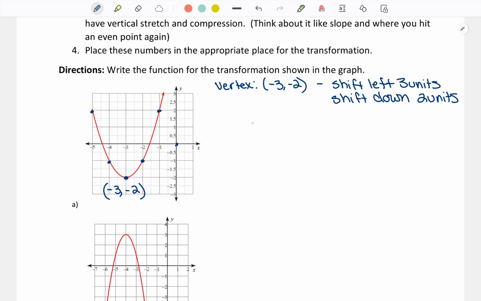So we are going to put this in our parent function. So we'll have f of x. Actually, we'll change that to g of x since we transformed. And so we're putting all of these on the parent function. So we don't have any vertical stretch or shrink. And so then we're going to the left 3 units. So that's going to be x plus 3, and it's going to be squared. Then we're going to shift down 2 units. So we're going to subtract 2 at the very end. And so this is our function.